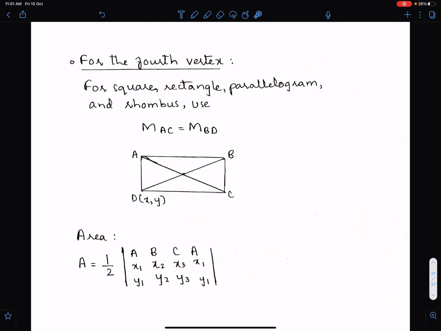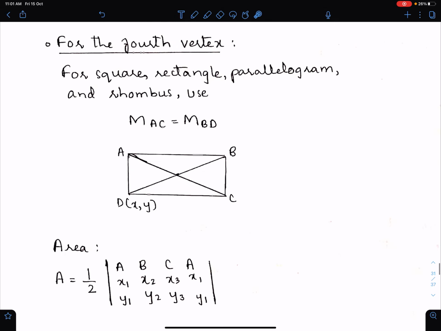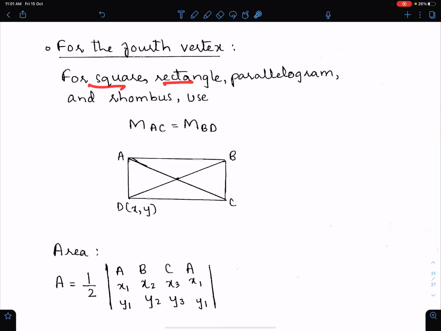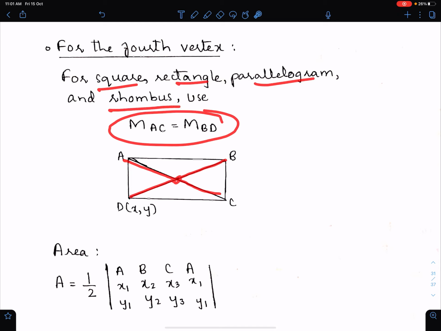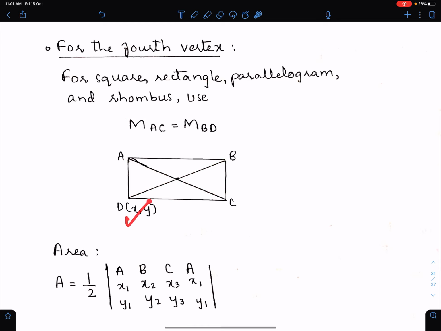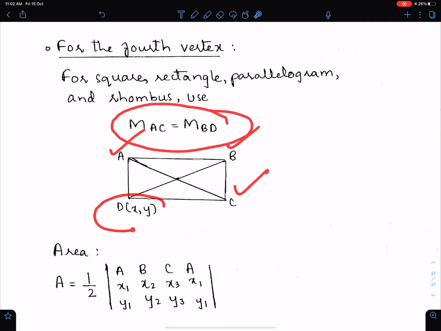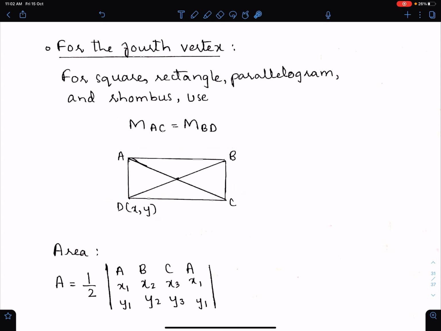For the fourth vertex of square, rectangle, parallelogram and rhombus, always use the midpoint formula. Their diagonals' midpoint is the same for all these 4 quadrilaterals. So if we need the fourth vertex and if we know all these 3 vertices, then with the help of this formula we can get the fourth vertex for all these 4 quadrilaterals. This formula is very important.